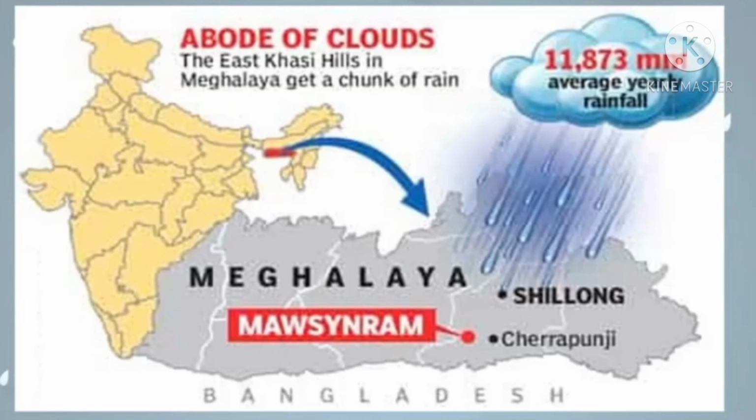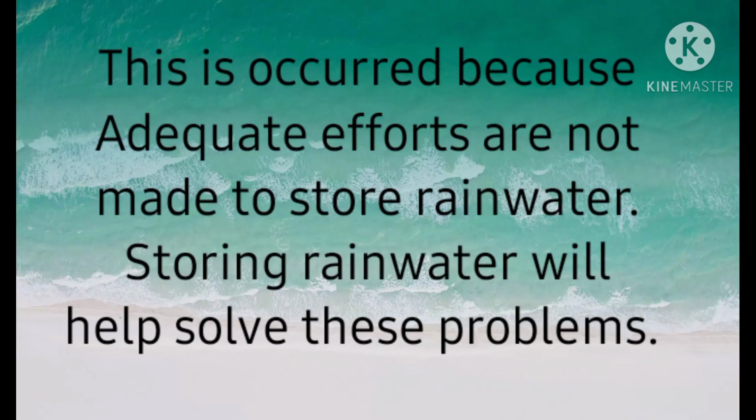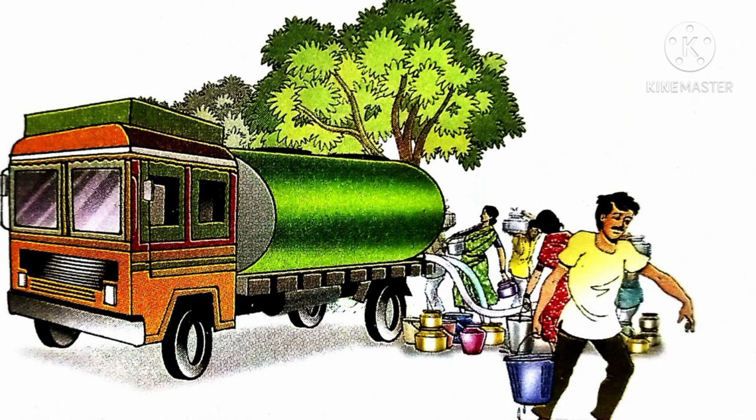Mawsynram and Cherrapunji are two places in India which receive the highest rainfall in the world. In summer, however, there is a shortage of water in those places. The same thing occurs in the Konkan region of Maharashtra. This is because adequate efforts are not made to store rainwater. Storing rainwater will help solve this problem, and in the summer season, water tankers will not be needed for the supply of water.